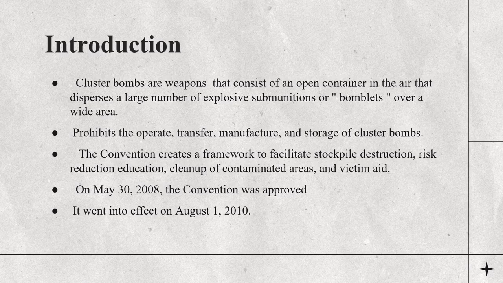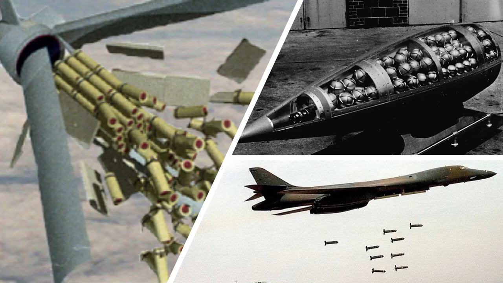The convention is an international treaty that bans all use, transfer, production, and storing of cluster bombs. Apart from this, the convention establishes a framework to support victim assistance, clearance of contaminated sites, and stockpile destruction. It was adopted on 30 May 2008 in Dublin and later came into force on 1st August 2010. This picture is an example of cluster munitions and submunitions.